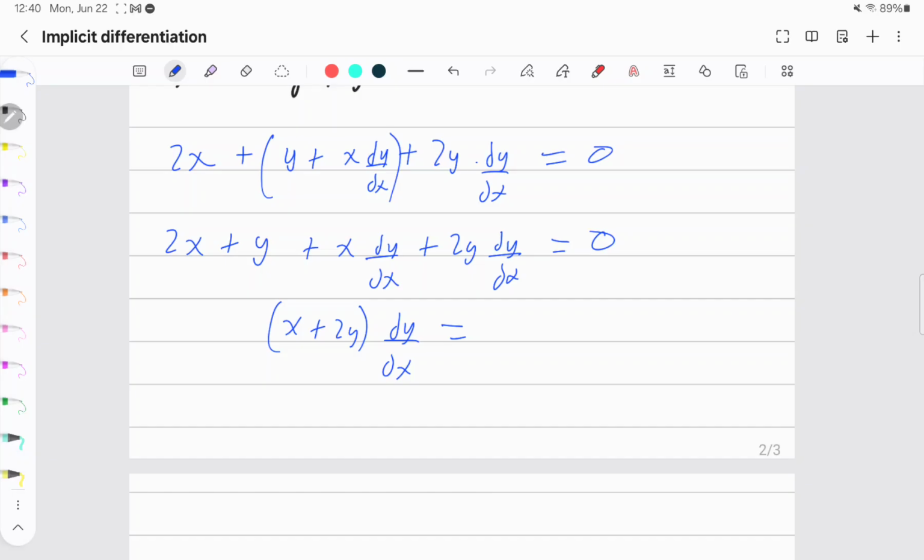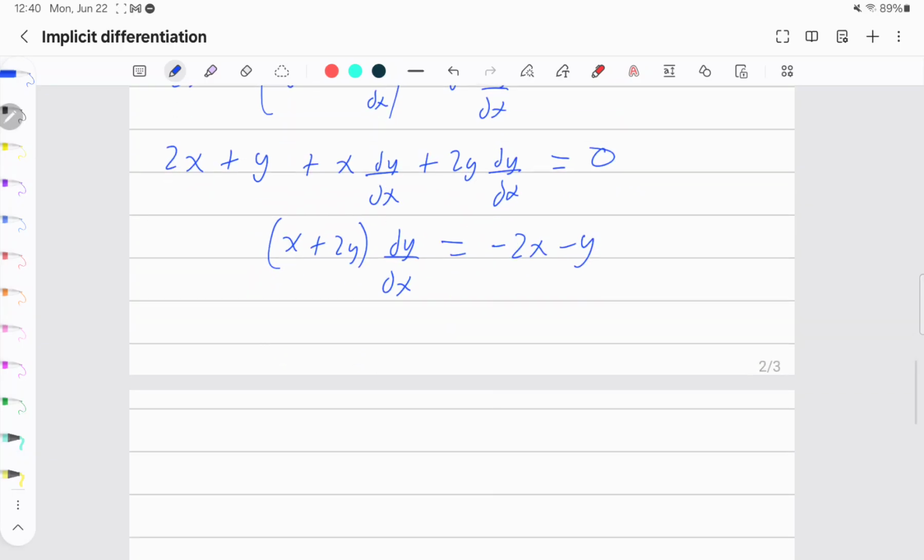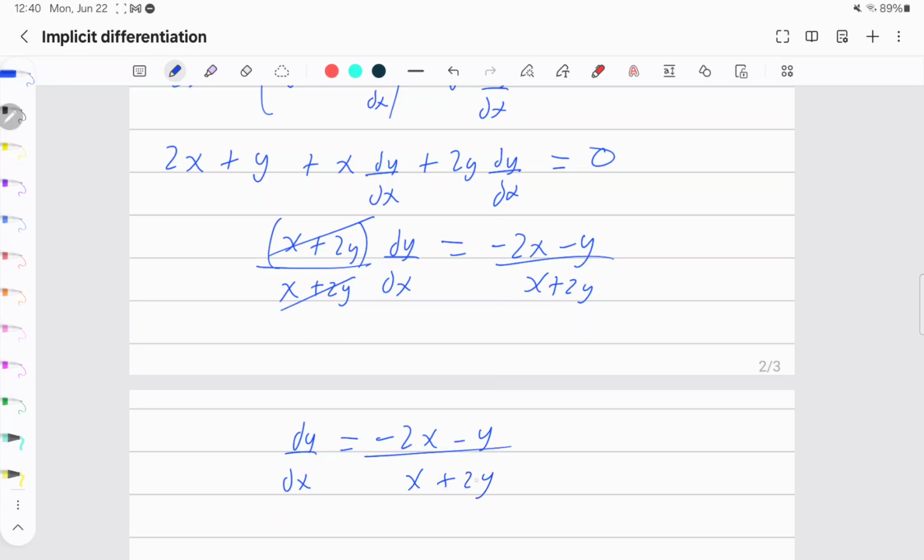And take the others to the other side: minus 2x minus y. And once you're done with this, you just divide the whole thing by x plus 2y. When you do this, this thing gets cancelled and dy over dx is the subject of the formula, and it's going to be minus 2x minus y over x plus 2y. Pretty simple. If you went for simplification, it would be one of the hardest questions you could solve in calculus. So that's why, instead of using that, we use implicit differentiation.